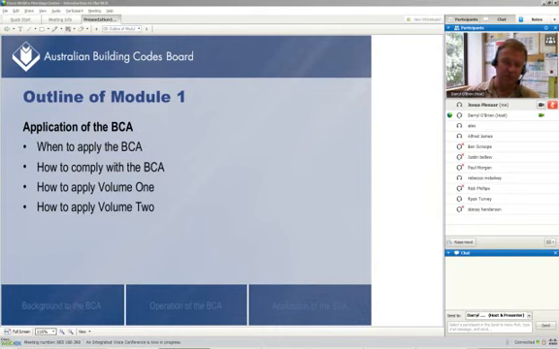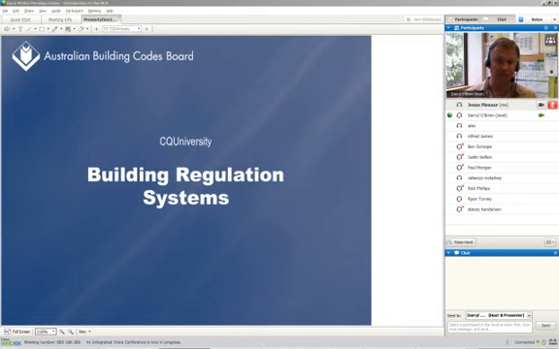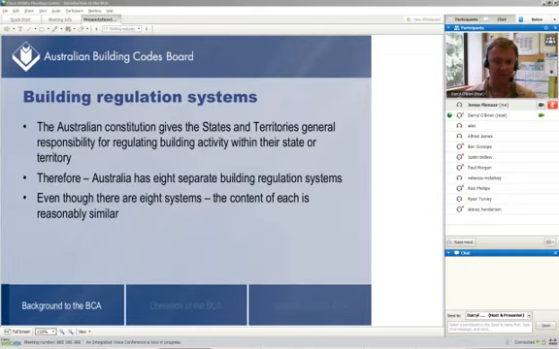It also applies to Class 1Bs, which are bed and breakfast type accommodations that are up to 300 square metres and not more than 12 people accommodated. Again, Class 10As and Class 10Bs. So that's what we're looking at in Volume 2, all of those types of buildings, just the residential class of building. So, background of the BCA, building regulation systems.